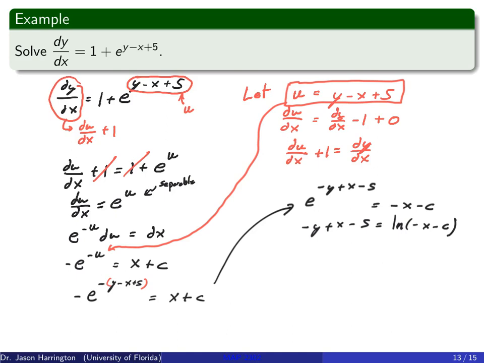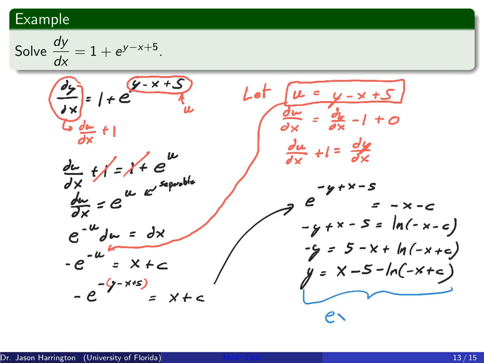And so then I bring everything to the other side, so then I have negative y is equal to 5 minus x plus the natural log of negative x plus c. And then if I make everything negative, I get y is equal to, I'll just put the x first, x minus 5 minus the natural log of negative x plus c. Now this is also a good demonstration of what we mean here. This, we would say, is an explicit solution because it's written in terms of just y.